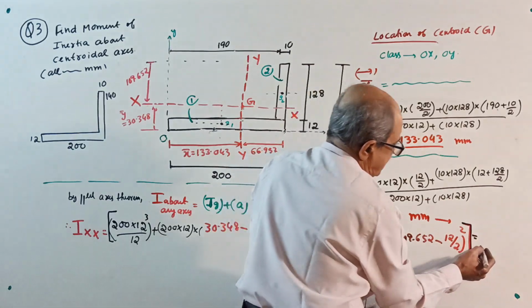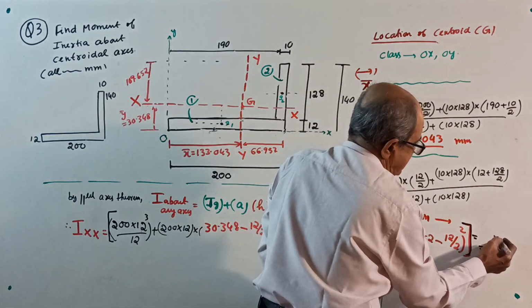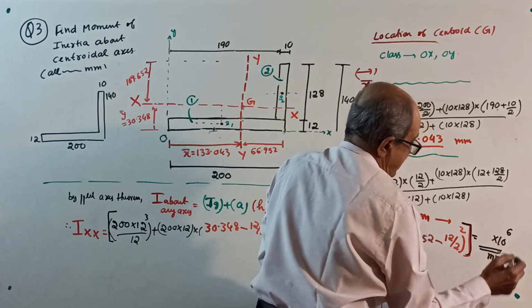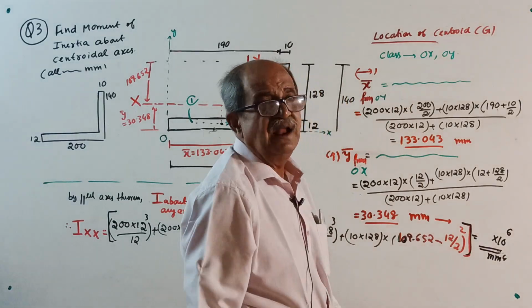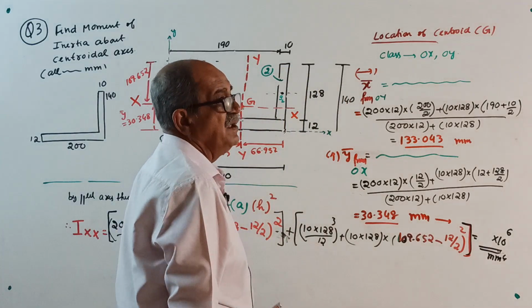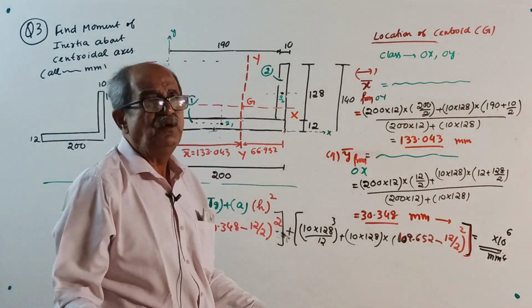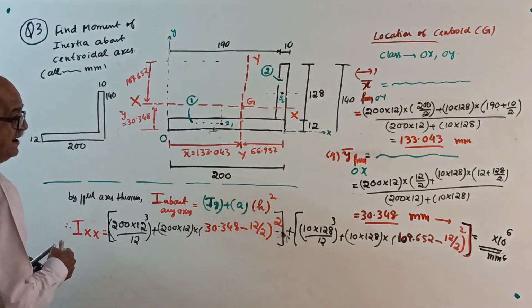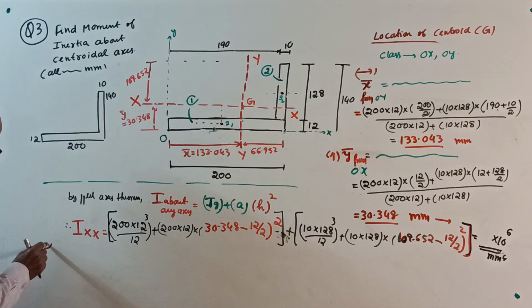Calculate whatever answer comes, in 10 to the power 6 millimeter power 4. The answer is not required. Since I wrote everything, the answer is not required. Whenever I write all the steps, the final answer is not required. You calculate. In the same way, I about yy; Ixx is over right here.